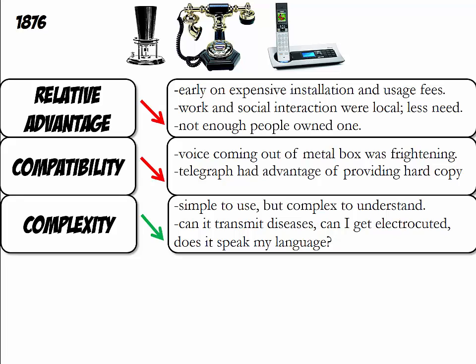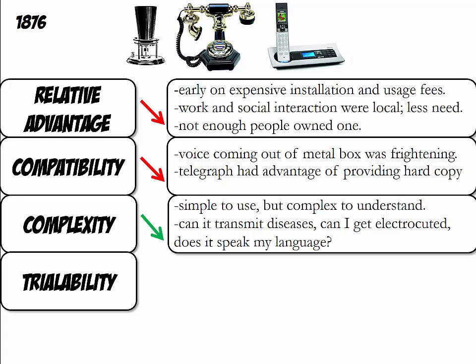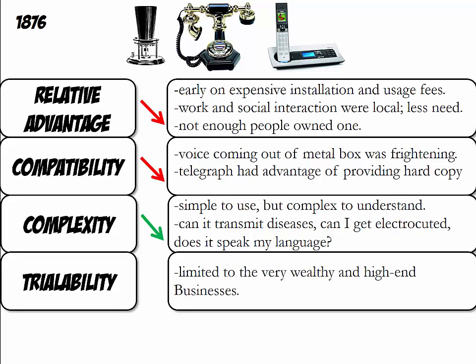The next product-based factor is trialability, the degree to which a product may be experimented with on a limited basis. Early on, the telephone was only used by the very wealthy and high-end businesses, so the degree to which people could try it out was very limited. The limited trialability negatively affected the rate of adoption.